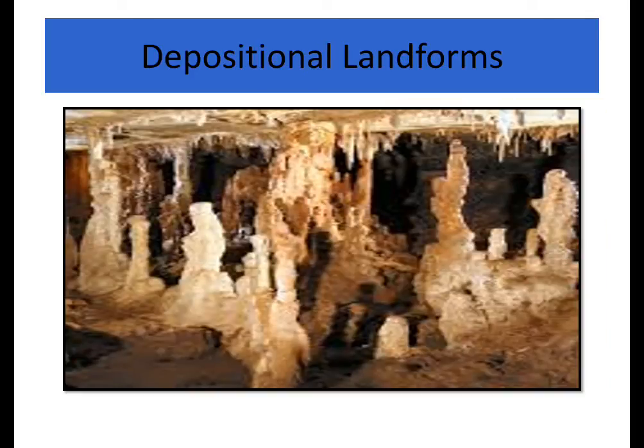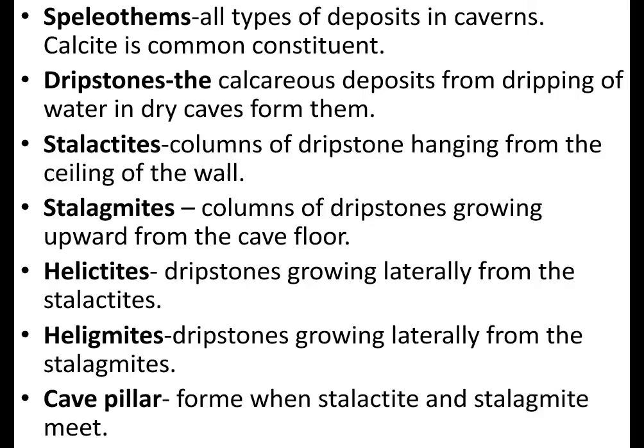Next one is depositional landforms of karst topography. Depositional landforms of karst topography are collectively called speleothems. All types of deposits in caverns, of which calcite is the common constituent. The common constituent in this cavern topography is calcite, and there are different features.